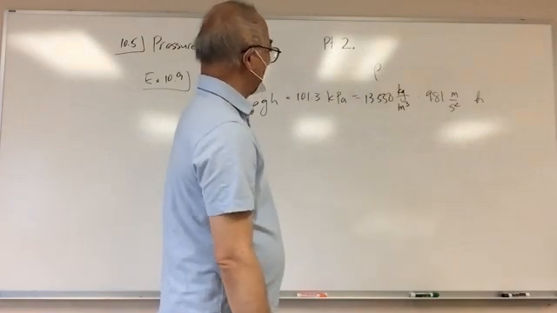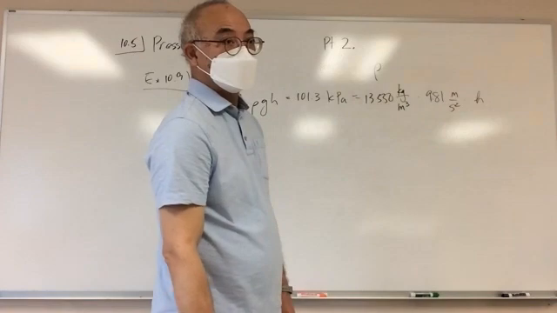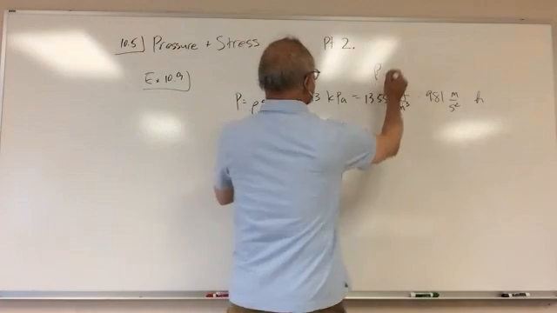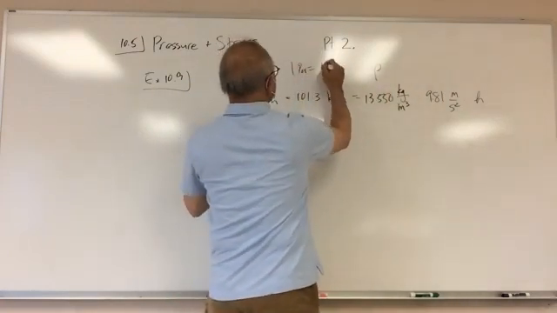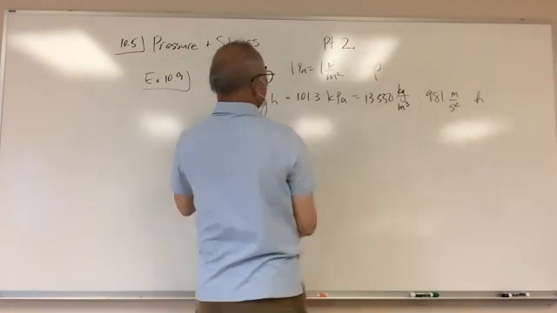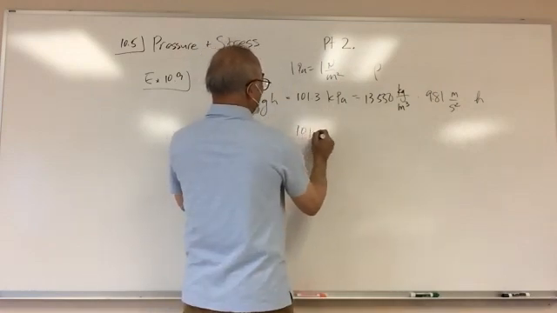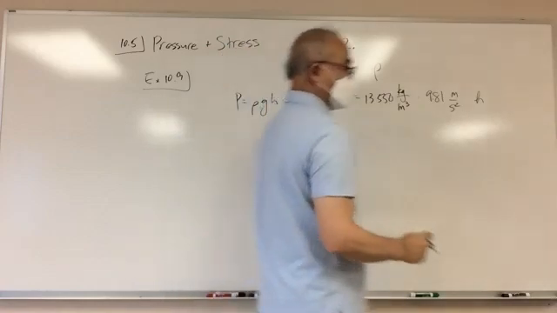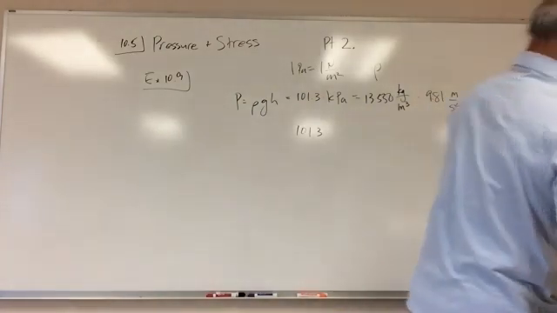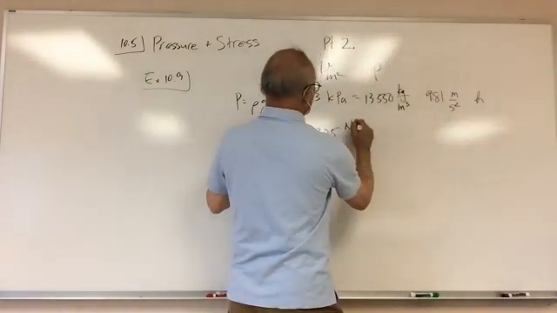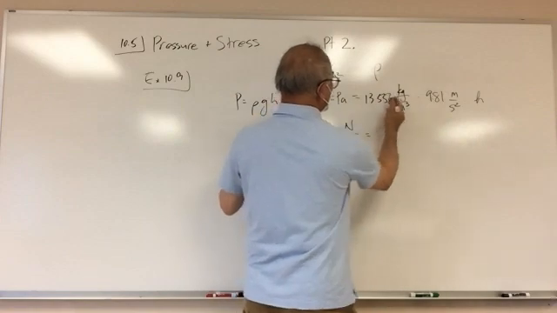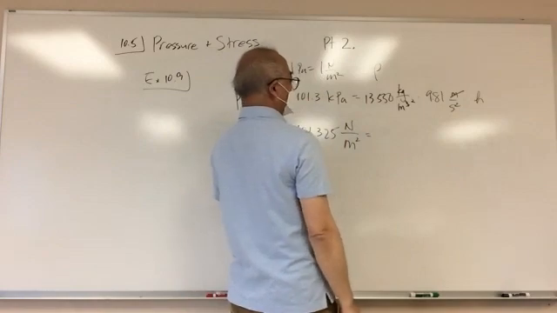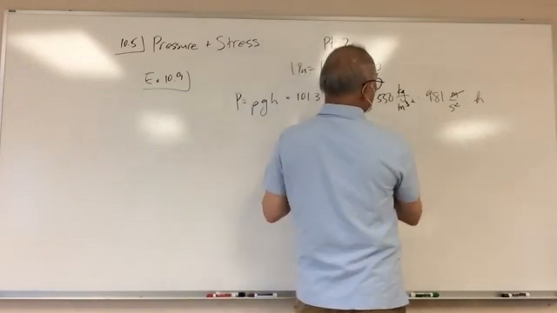Okay, and a Pascal was what? A Newton per meter squared, right? 1 Pascal was 1 Newton per meter squared, right? So this is going to be 101,325 Newton per meter squared. Right. So what's a Newton?